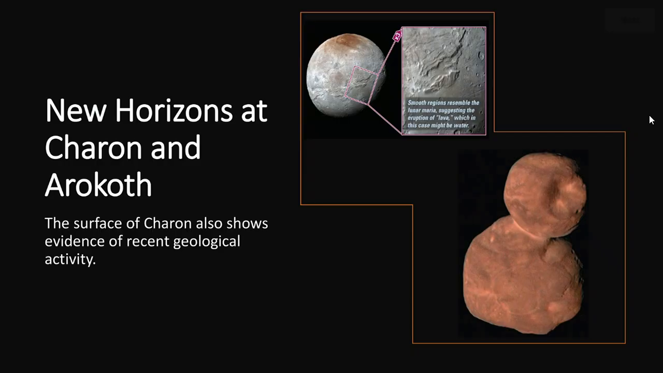Arrokoth is the lumpy orange object on the right, and that's another Kuiper belt object. So after New Horizons went by Pluto and Charon, it imaged Arrokoth as well. But you can see this is very different looking than Pluto or Charon. So the stuff that's out in the Kuiper belt is not necessarily a uniform distribution of icy things like Charon and Pluto.